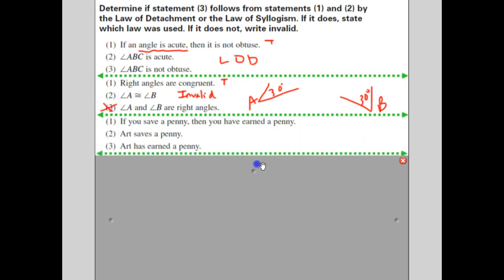Let's look at this next one. If you save a penny, then you have earned a penny. Art saves a penny, so the first part's true. Art has earned a penny. That is also true, using the law of detachment. If the first part's true, then the second part is also true.